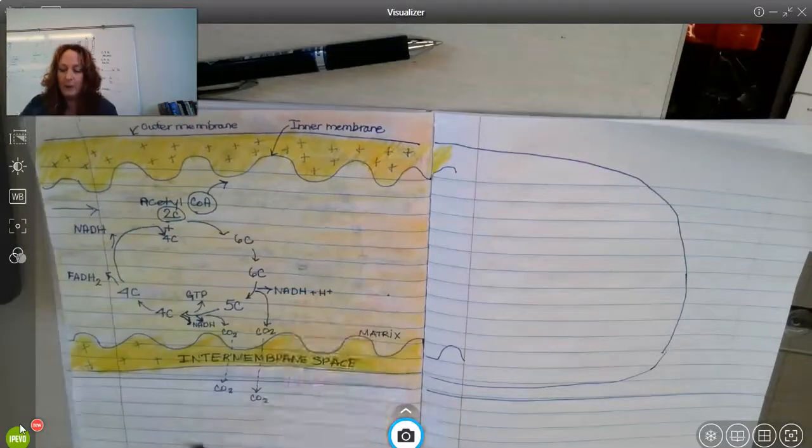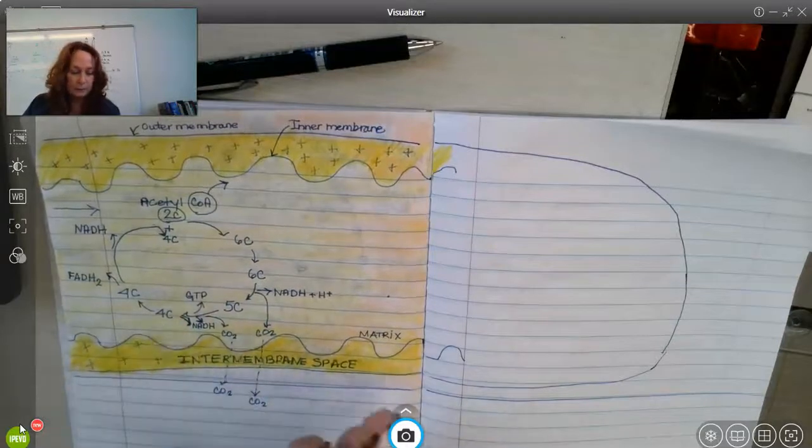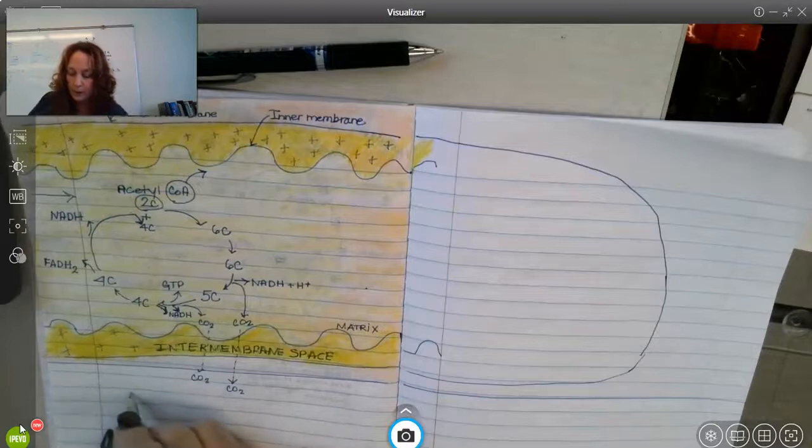So as we come back and we learn this, we'll come put the names in here. I'll use my red pen, shows up better. But this is called the Krebs cycle.